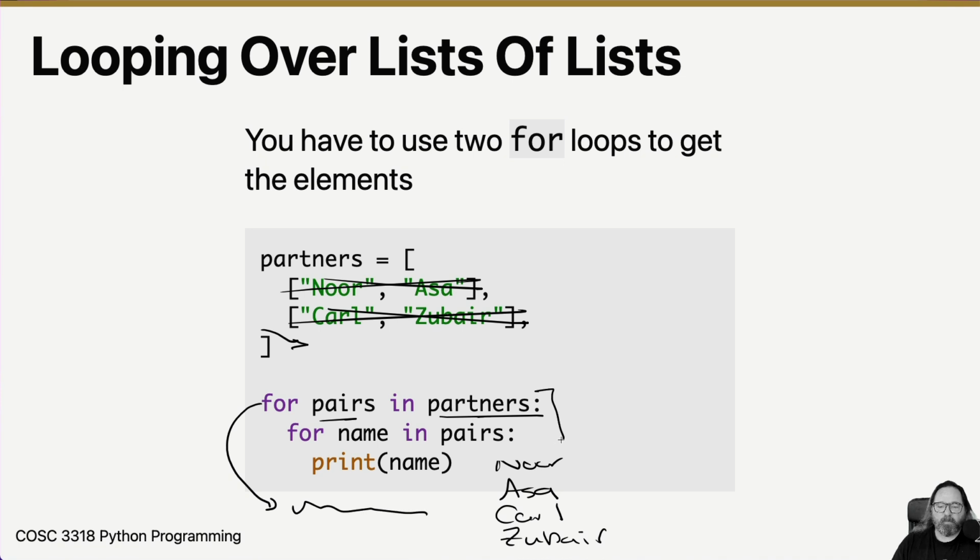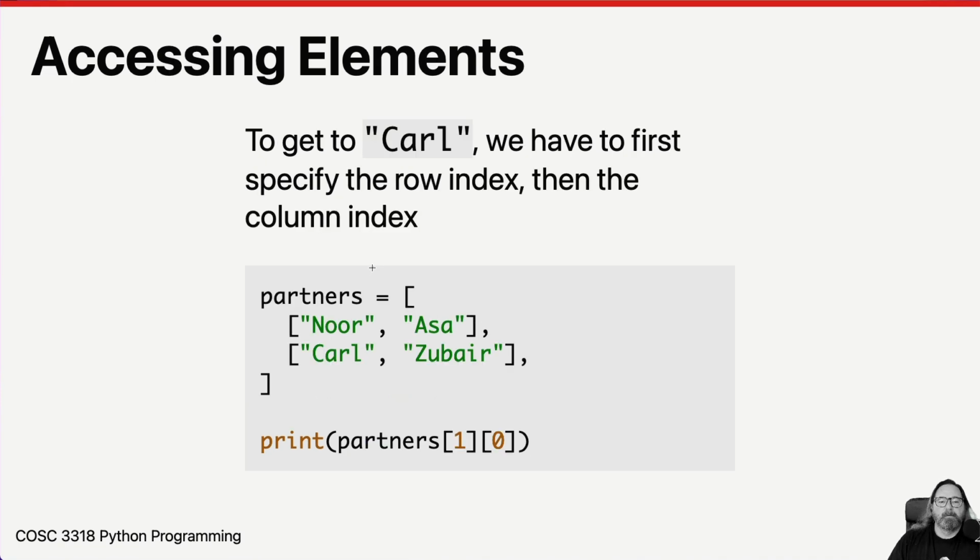Getting your mind wrapped around nested loops like this might take a minute. So don't worry if it doesn't immediately click. I'm sure that there are homework problems in the book for us to be able to practice this. So let's say I want to get to the name Carl inside here. Let's say I want to figure out what the first element is in the second list of partners. Okay. So let's take a look at the way that we would figure this out. Partners is a list, and its indexes are 0, which points to this list, and 1, which points to this list.